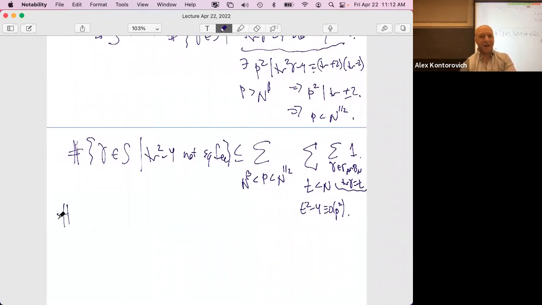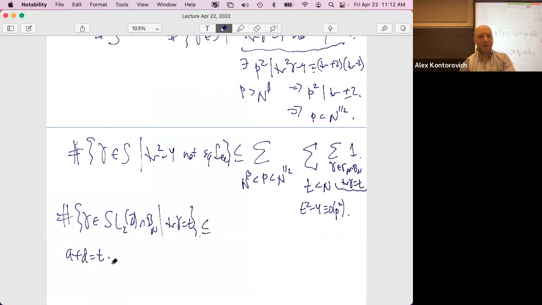So let's look at how many gammas in SL2(Z) in a ball of size N can have a fixed trace. Well, if I fix the trace, that means I fix A plus D equals T. So if I fix A first, I have N choices for A. Then D is determined, because D is T minus A.